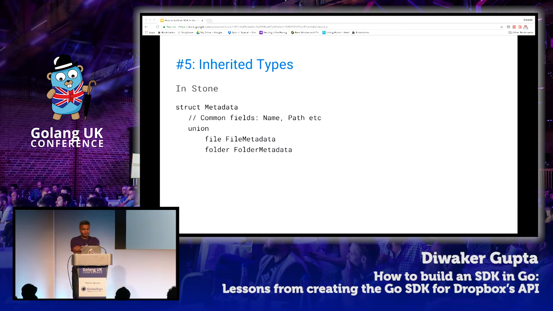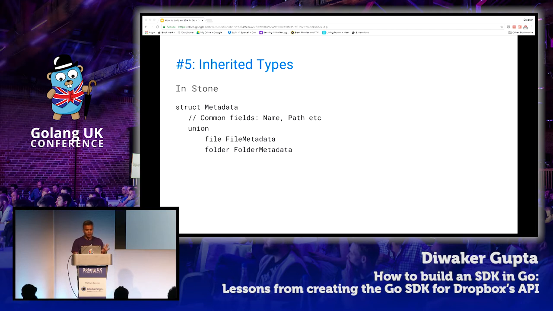Here's another example, which is pretty easy to translate in object-oriented languages like Java. You have a base type, let's say in this case a type called Metadata, describing some common fields that we might have, maybe like a name or a path. Then we have two subclasses, FileMetadata and FolderMetadata, that might have file-specific or folder-specific information. So how would we represent this in Go?